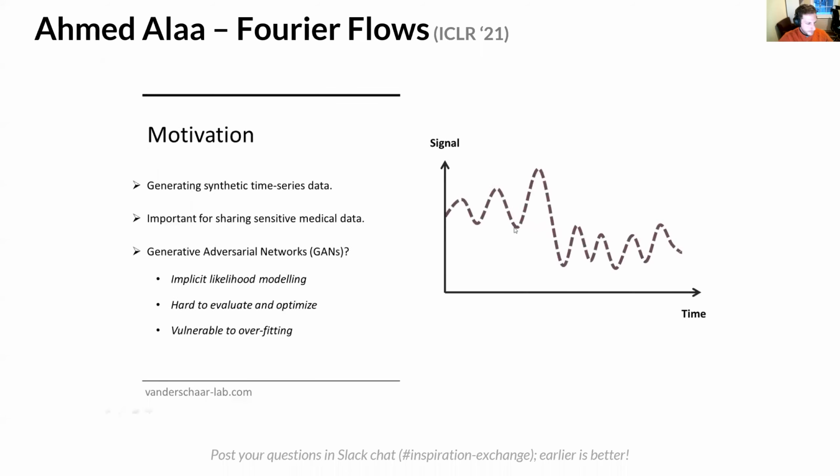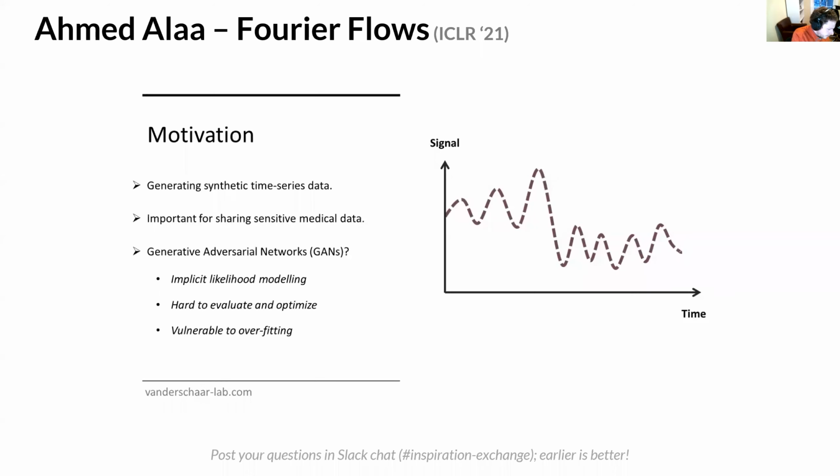So the key motivation behind our work is the need to generate synthetic time series data. And this is a very important application in many domains, especially in the medical domain where we have loads of time series data that can be shared with researchers, except that we have privacy concerns that sharing this data with researchers may leak sensitive information about patients.